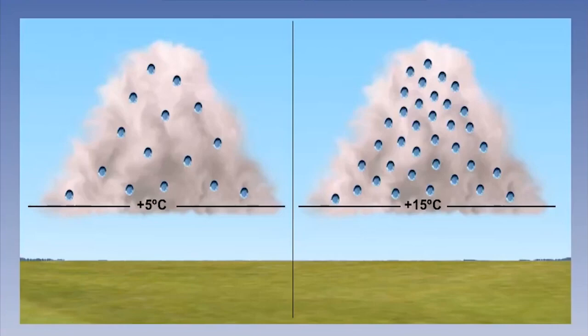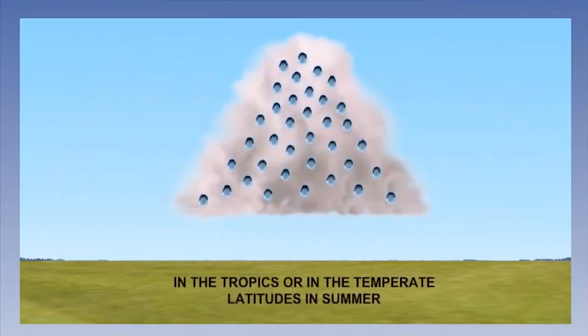Updrafts distribute these droplets evenly throughout the cloud. It is now plain to see that the cloud on the right has a greater proportion of supercooled water droplets than the cloud on the left. In the tropics, we tend to find greater icing risks in convective cloud because of this phenomenon. This effect can be seen in the summer months in temperate latitudes, as the convective cloud bases tend to be warmer than in winter.